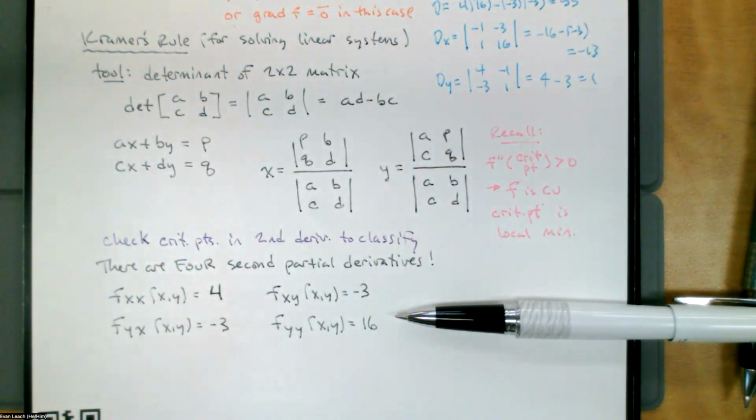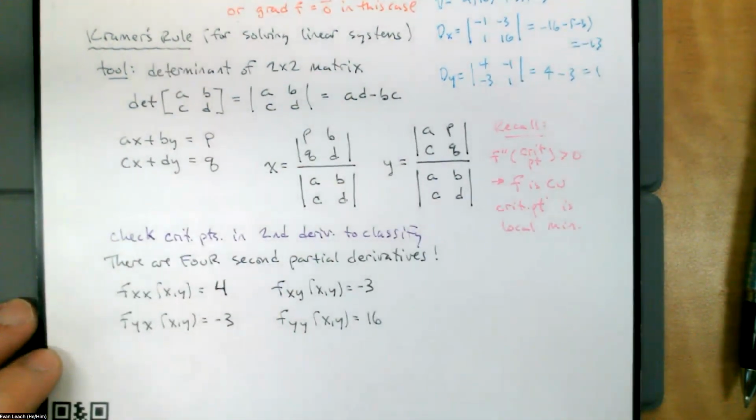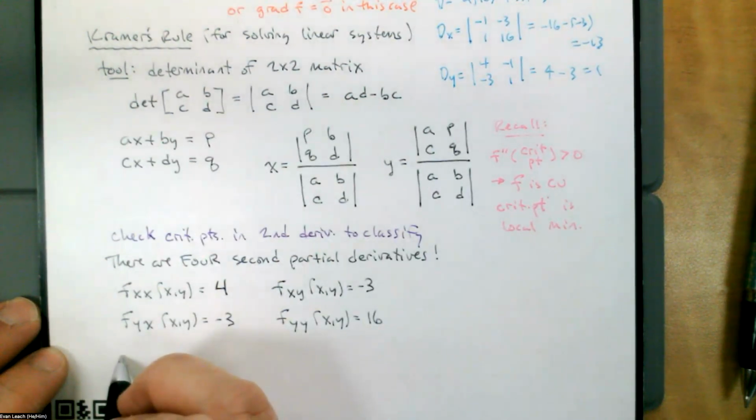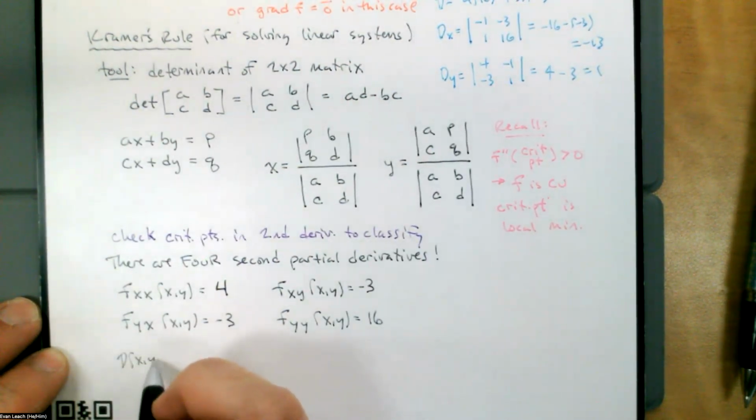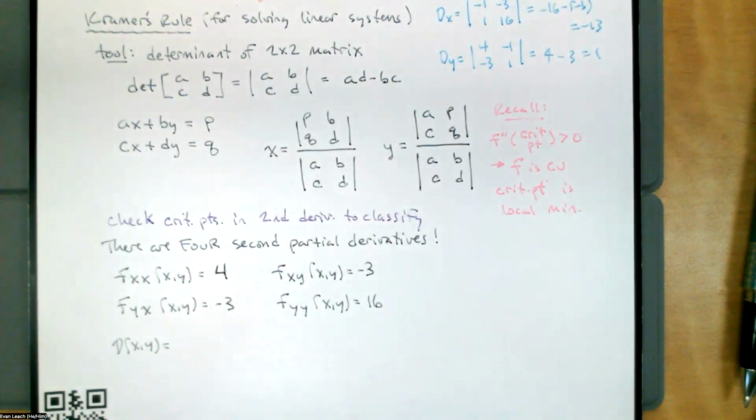It looks like this is suggestive of this being a local minimum, because with second derivative positive, concave up, local minimum. The problem is we've got these other two mixed partial derivatives. How can we take all this information and summarize it? Here's what we're going to do. We're going to put all 4 second partial derivatives together into one.